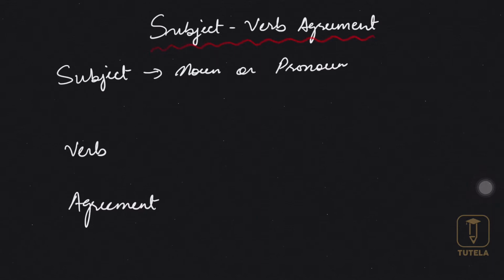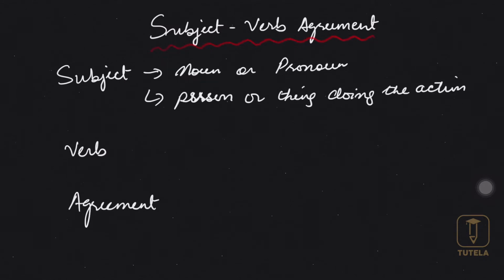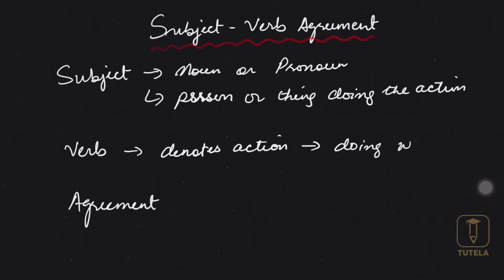Now, in a sentence, a person or thing that is doing the action is the subject. So, a subject is also called doer of action. A verb is a word that denotes action. These are also called doing words because they're always denoting an action that the subject is performing.